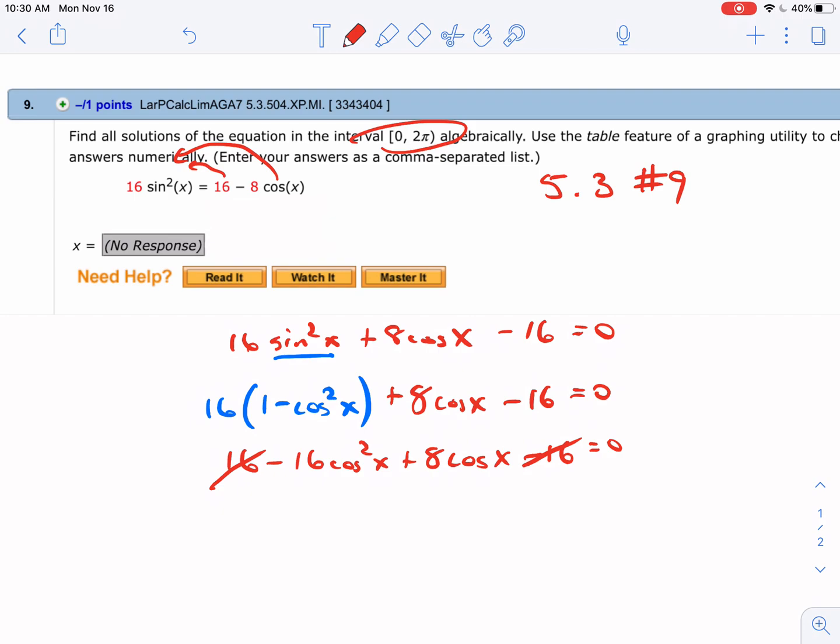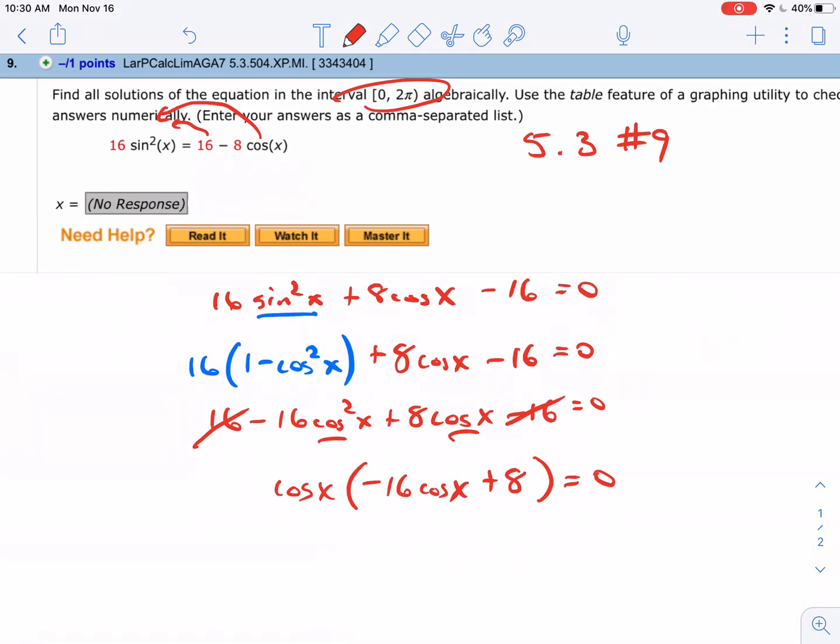So I'm going to look at it, and I could pull the 8 out front, but the easiest is probably just to take a cosine. So I'm going to pull a cosine of x to the front, and it leaves negative 16 cosine. There's still one cosine left behind, and when I take the cosine away from that term, there's just an 8. So these would be my two factors, and I'm going to set each one equal to 0.